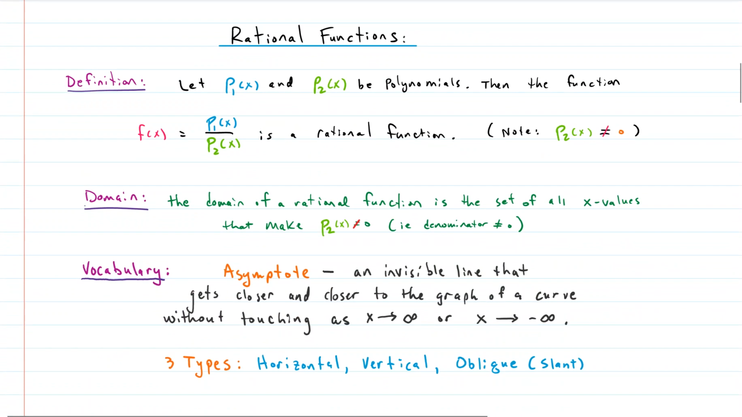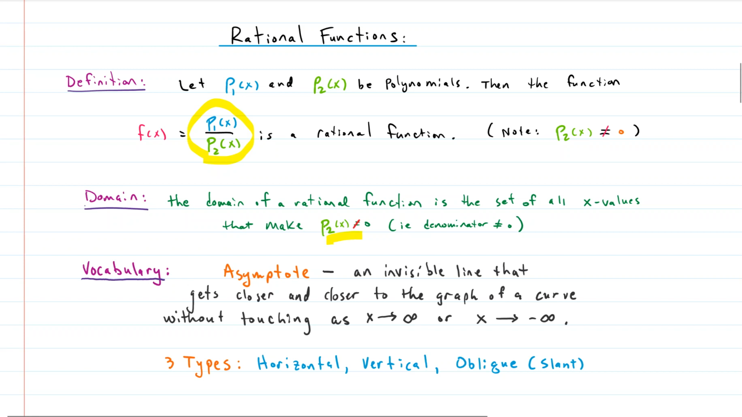A rational function is just a fraction with polynomials in the numerator and denominator. So a rational function f would have some polynomial in the top and some polynomial in the bottom of the fraction. That's it. And the domain would be everything except those x values that made the polynomial in the denominator equal to 0.